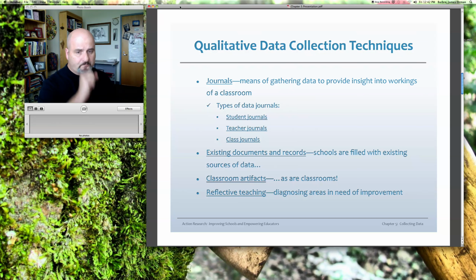Okay? Existing documents and records. When you're talking about this, you're talking about things that the school has on tap. It may be test scores, it may be files for students, etc. Just bear in mind that if it is required that you have some kind of clearance or an assent so that you can use the source of your information, you have to be sure to obtain that. Don't just assume that it's okay. All right? Classroom artifacts, hey, there you go.